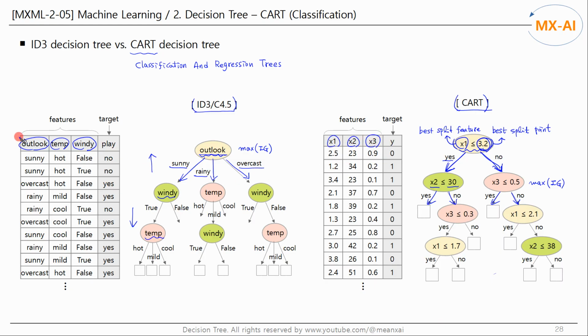Again, ID3 is suitable for categorical features, while CART is suitable for continuous features. CART is widely used in various domains due to its simplicity, interpretability, and effectiveness in handling nonlinear relationships between features and target variables. CART can handle categorical features as well if they are converted to numerical features.